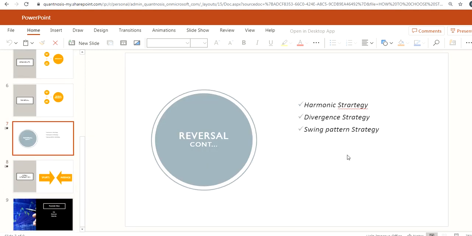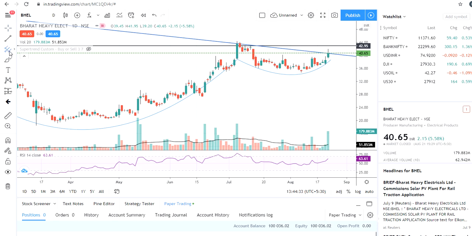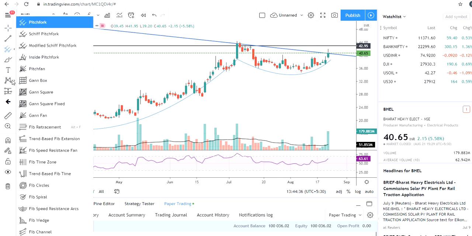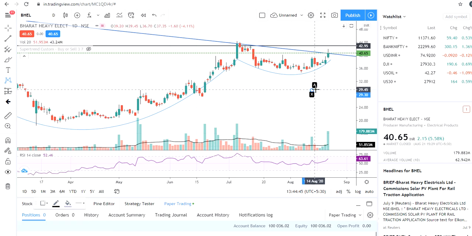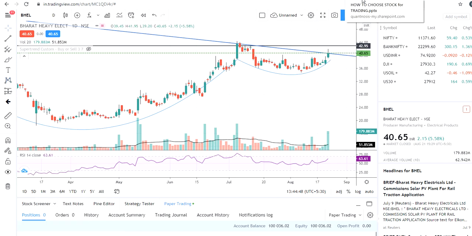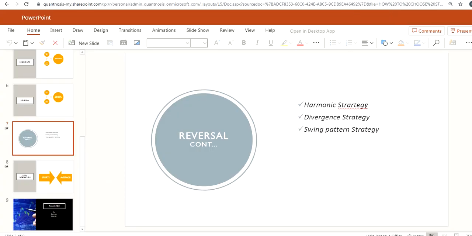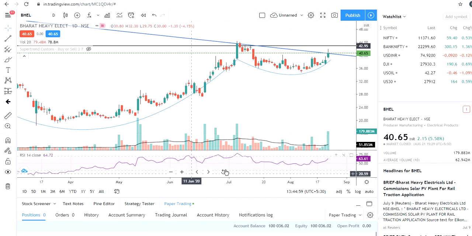Now reversal can be identified using different strategies. It could be a harmonic strategy where you use different types of harmonic patterns, let's say the ABCD pattern or XABCD pattern or cipher pattern. These are based on Fibonacci. You can plot the pattern and see whether it is getting activated and giving you a potential reversal zone. For a divergence strategy, you can see whether price and any of the indicators you're using are giving a divergence or not. That's a possible sign that momentum is losing for that stock and it may change direction.